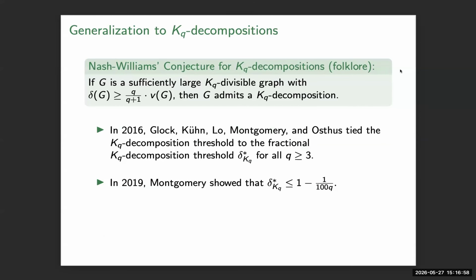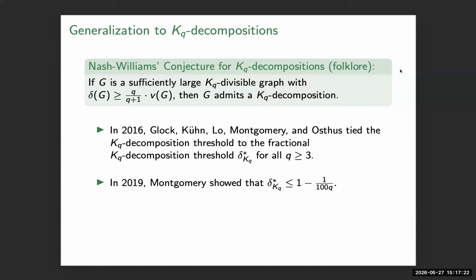Okay, what was known before we looked at this problem? Well, in 2016, Glock, Kühn, Lo, Montgomery, and Osthus tied the K_Q decomposition threshold to the fractional K_Q decomposition threshold for all Q at least 3. So we're off to a good start. And then in 2019, Montgomery gave an upper bound on this fractional threshold.